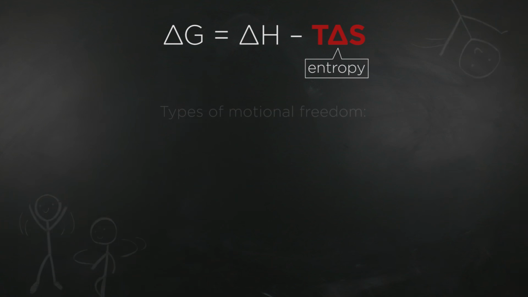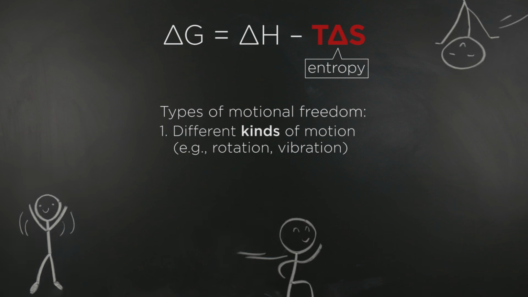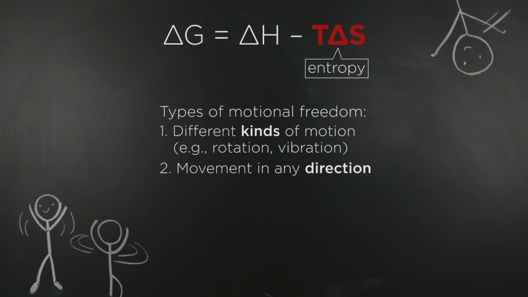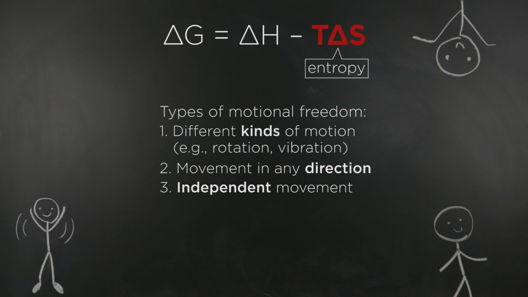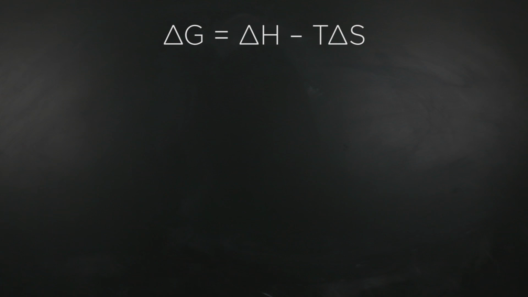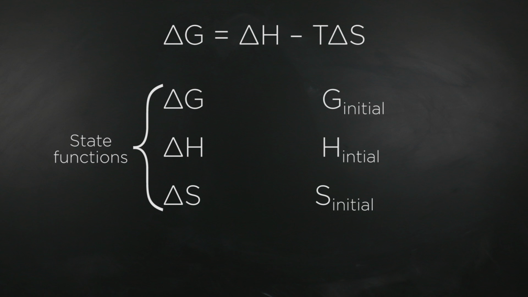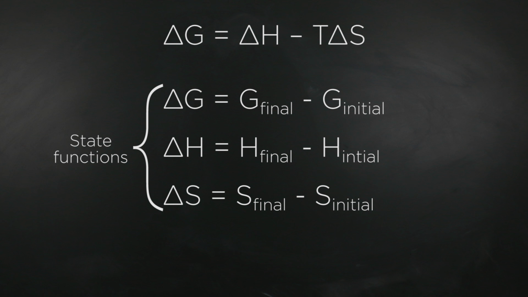Motional freedom could be of several types: the freedom to make different kinds of motion, the freedom to move in any direction, or the freedom to move independently of other objects. To return to our equation, note that we call delta G, H, and S state functions, which means that we don't care about the path taken to get from the initial to the final state. We care only about the energy at those initial and final states. So, to figure out these values, we simply subtract the initial state from the final state.